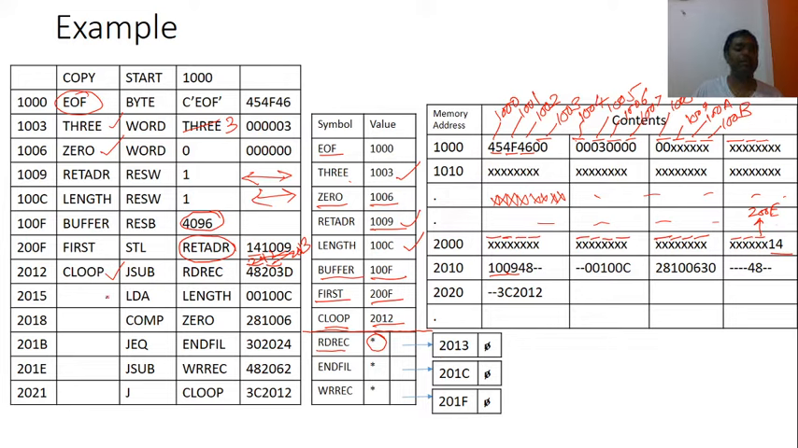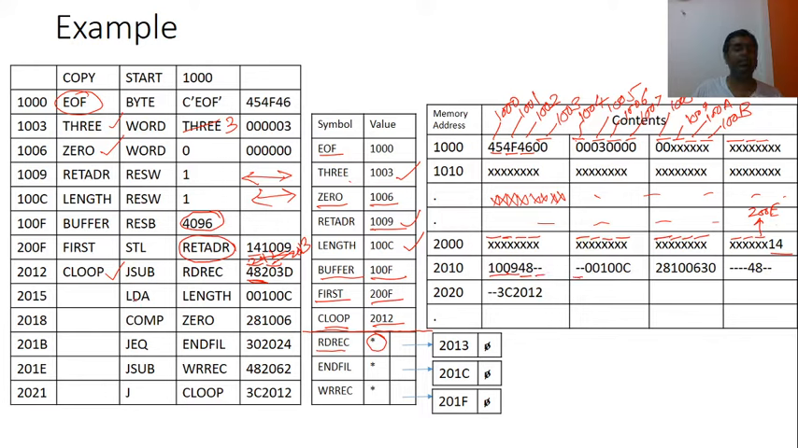Now the next instruction is LDA LENGTH. But first, what will we load in the memory? We will just load 48 and leave 2 bytes of memory blank, where, when we get the value corresponding to RDREC, that value will be inserted. And you can see here I just loaded 48 and left 2 bytes of memory blank.